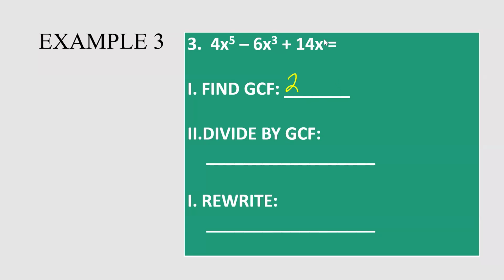1, x to the 1. Because remember, Casper the friendly one, if it's not there, it's still there, right? Okay, so my monomial GCF is 2 times x. Now we're going to divide everything by your GCF.